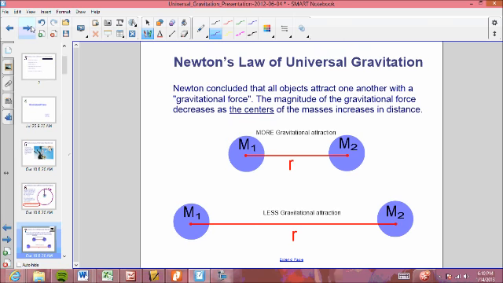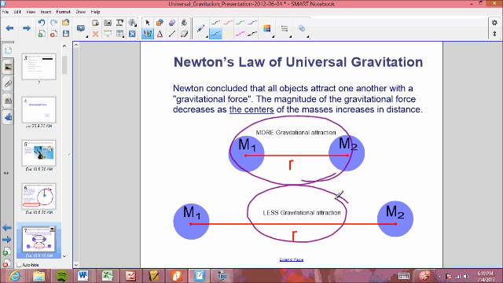Newton concluded that all objects attract one another with a gravitational force. The magnitude of the gravitational force decreases as the distance between the centers of the masses increases. So if you think about it, the closer objects are to each other, the more gravitational force there is, and the further they are from each other, the less gravitational force there is.